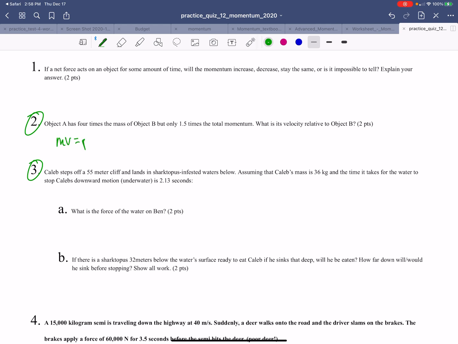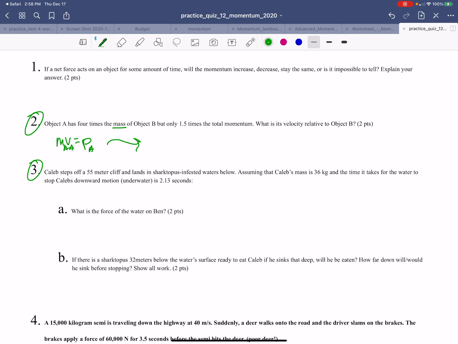So I'm just going to start by mentioning that momentum is simply this: the mass of A times the velocity of A equals the momentum of A. Just in general, that's what momentum is. Now, the way you want to do a problem like this, where you're dealing with factors, is that you don't know the actual mass of these objects. All you know is that they're factors. Object A is 4 times the mass of object B. It's got 1.5 times the total momentum.